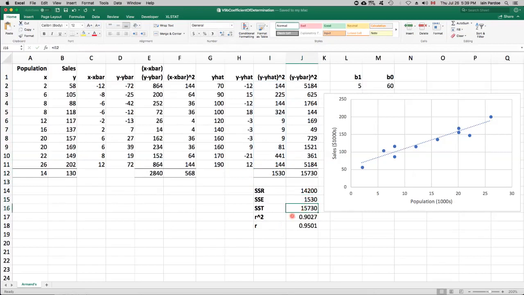What about this number here, SST? That stands for total sum of squares. And that comes from here. So what is this measuring? This is measuring y minus y bar. Let's remind ourselves what that was again. That was y minus the mean of y.